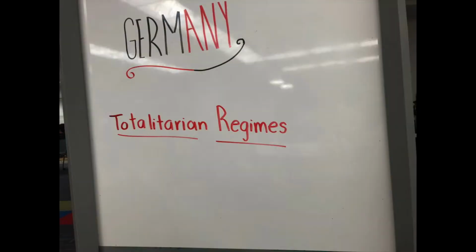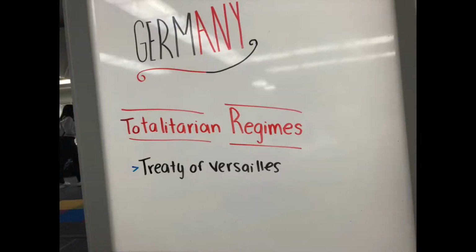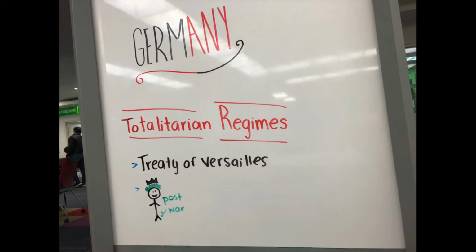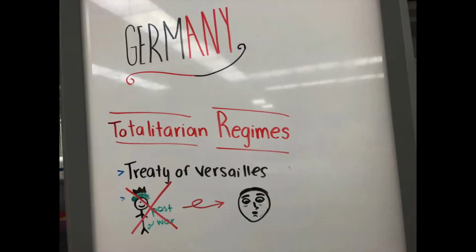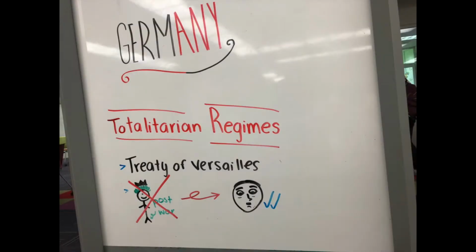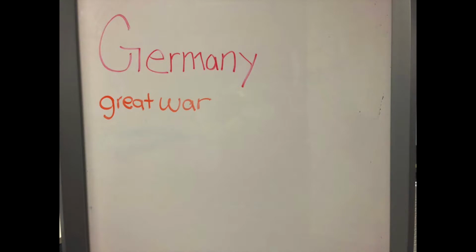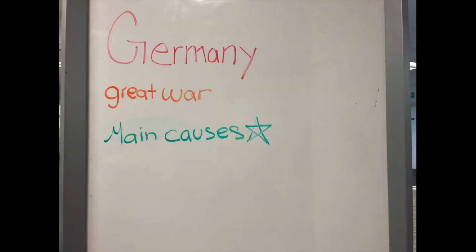Causes of the rise of totalitarian regimes. The Treaty of Versailles was the main reason for the rise of the totalitarian regime in Germany. The democratic governments established after World War I were not useful to solve the social, economic, and political problems faced in the post-war period.